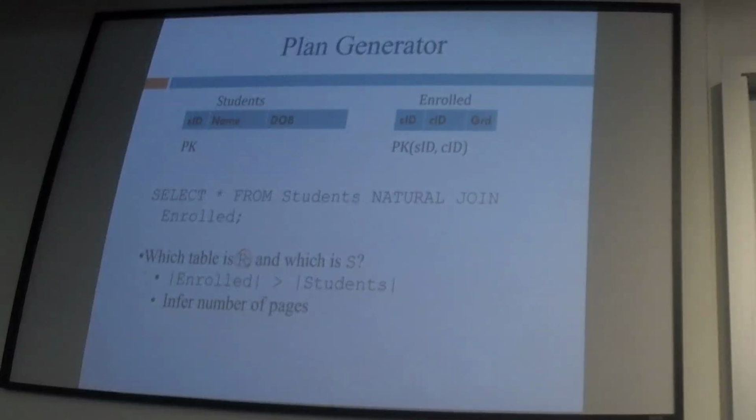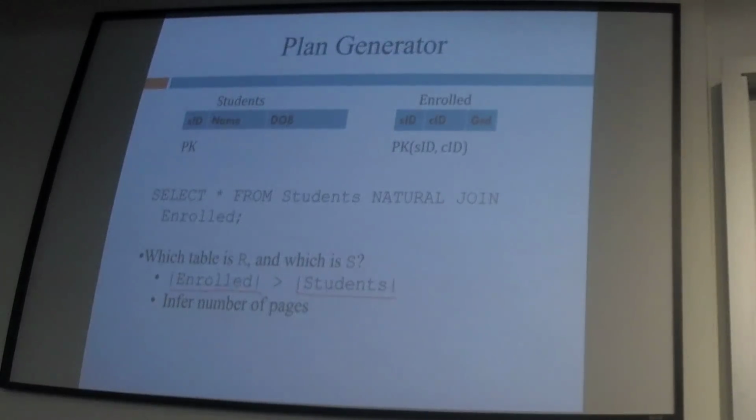So it could do it either way. Which one will become R and which one will become S? And we're given that the number of rows in enrolled is greater than the number of rows in students. And then we're told to infer the number of pages.